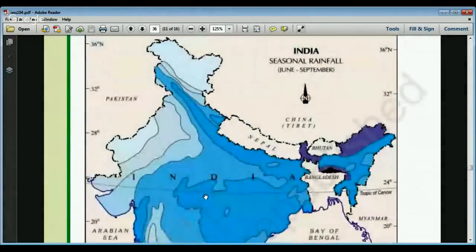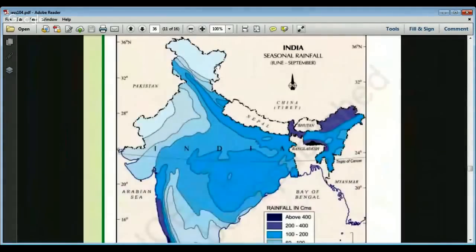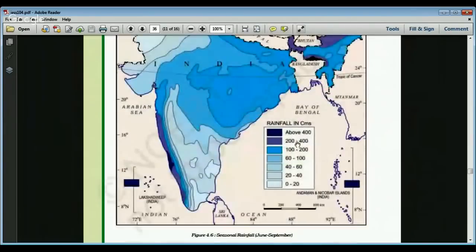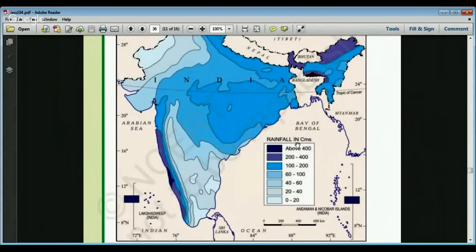Now, these are very important diagrams. This map depicts the seasonal rainfall from June to September for the advancing monsoon. You can see that above 400 centimeter rainfall is observed in some parts of the Western Ghats on the windward side, and some parts of the northeast in the Meghalaya region. Then 200 to 400 centimeter in the areas surrounding this 400 in the Western Ghats and the northeast, and then 100 to 200.